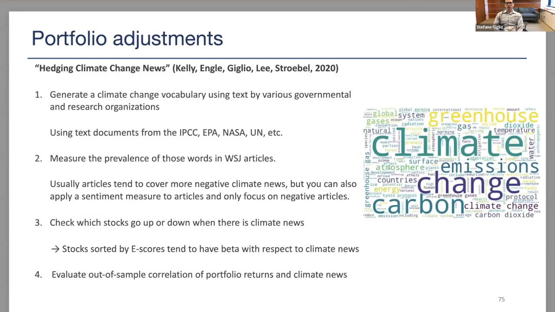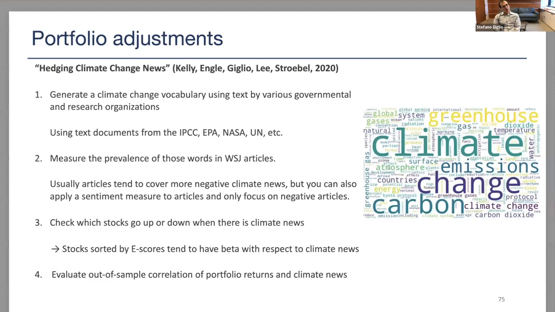Okay. The first paper is very simple. It really was a proof of concept to say, look, you can do it in some way or another. The first point is you need to build a measure of climate news. So how do you build a measure of climate news? What's news? It's changing expectations about the long-term damage to the climate. That's impossible to really estimate.